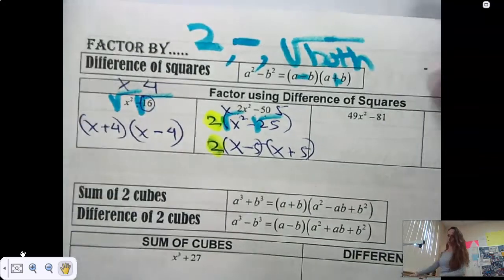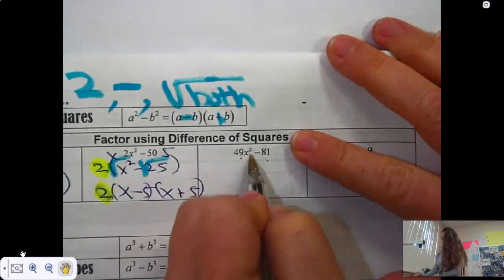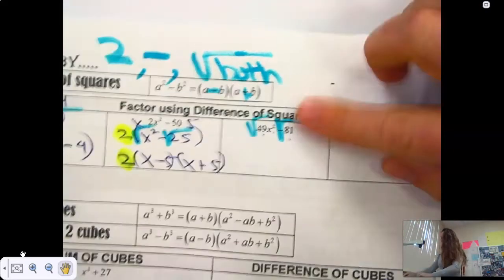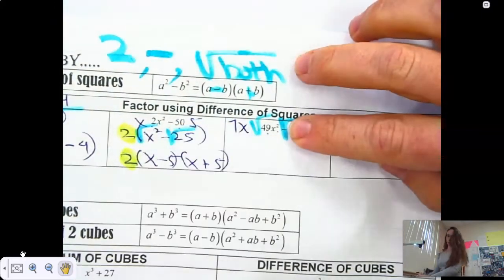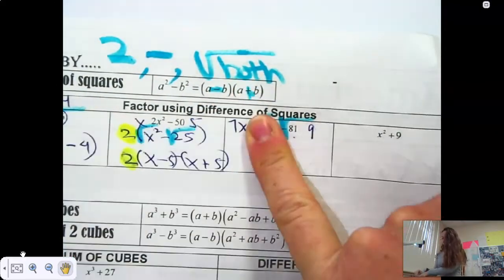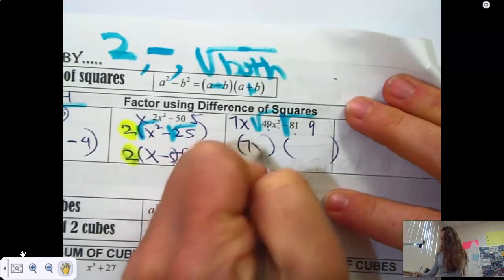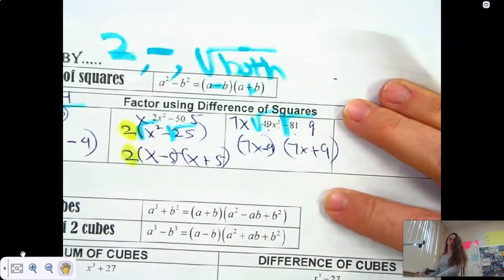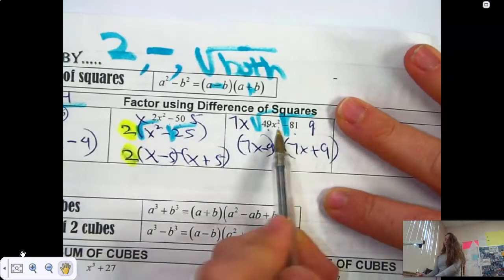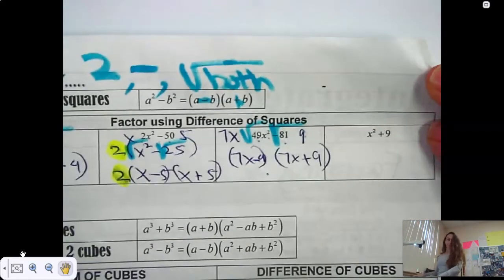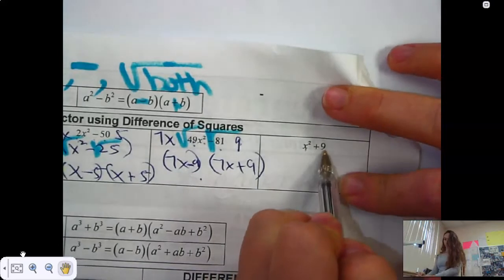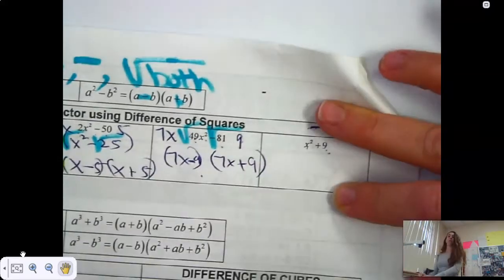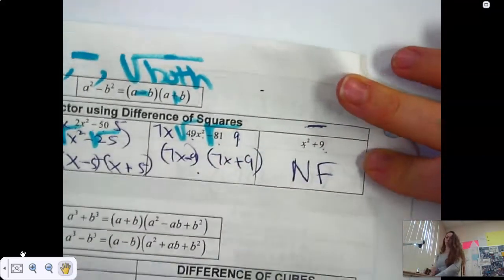All right, let's look at the next one. There's two of them. There's a minus in the middle. I can square root both. So I'll square root this and I'll square root this. The first one is 7x. The second one is 9. Two sets of parentheses. 7x, 7x, 9, 9. One gets a plus, one gets a minus. Okay? Same thing as this, just a little bit bigger numbers, a little bit more complex. Okay, there's two of them. I can square root both, but there is not a minus. So that would be not factorable.